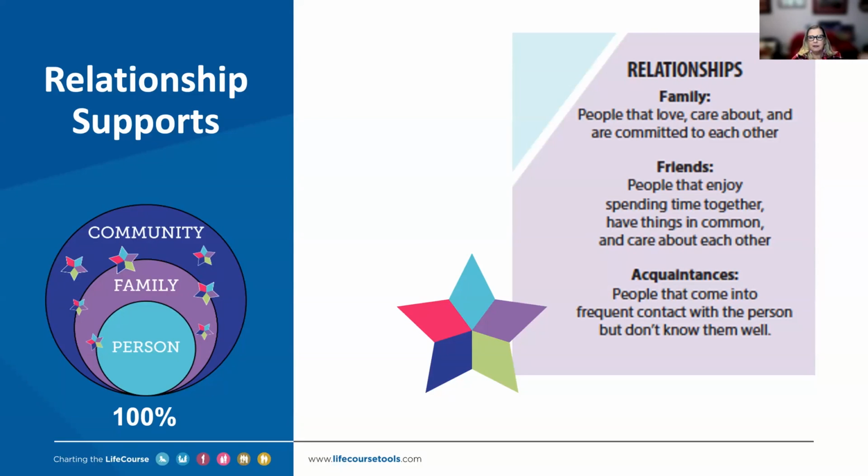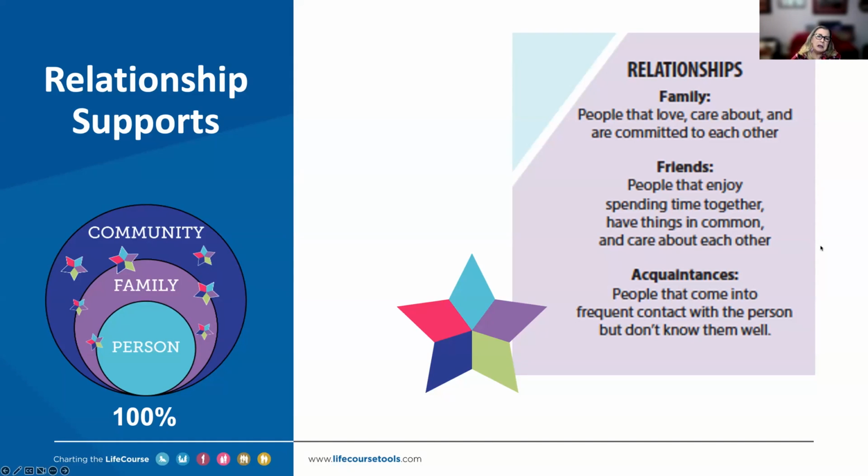So obviously our family that we talked about earlier, people that love and care about us and that we're committed to each other. Our friends, people we enjoy spending time with, people that we have things in common with. And again, friends care about each other. But one of my favorite types of relationships is acquaintances.